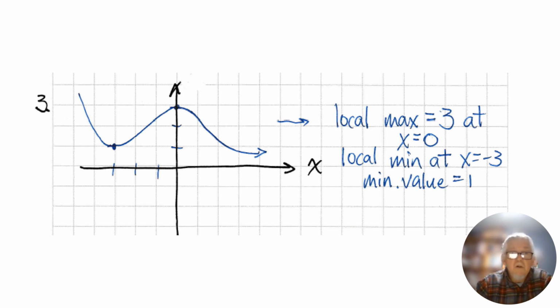This is decreasing on the open interval -infinity to -3. You can see it's decreasing, going from left to right. The y values decrease. It's increasing for the open x interval -3 to 0. The y values are increasing on that x interval, and then on the open interval 0 to positive infinity, the function is decreasing.